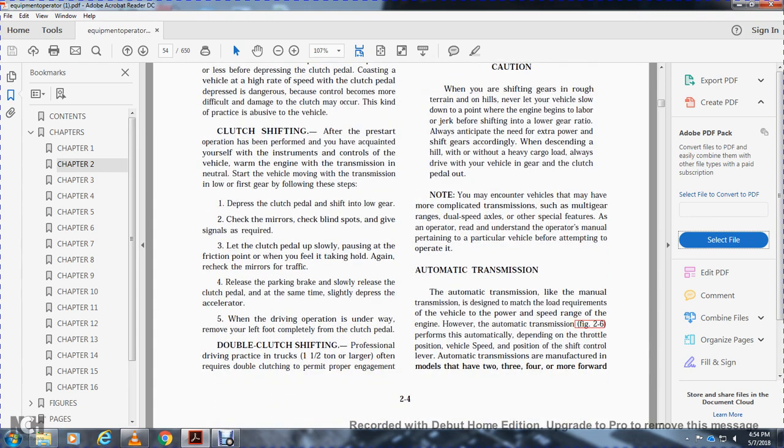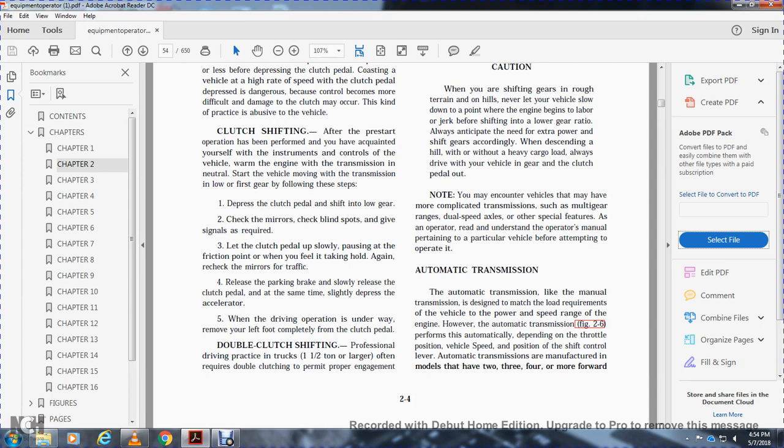Clutch shifting. After the pre-start operations are performed, you have acquainted yourself with the instrument controls of the vehicle, warmed the engine, and started the vehicle in neutral. Move the transmission into low first gear by following these steps. Press the clutch pedal, shift into low gear, check the mirrors, check your blind spot, and give the signals as required. Let the clutch pedal up slowly, pausing at the friction point. When you feel the clutch taking hold, recheck the mirrors and the traffic, check the parking brake, and slowly release the clutch pedal while at the same time slightly depressing the accelerator. When the driving operation is under way, move your left foot completely off the clutch pedal.